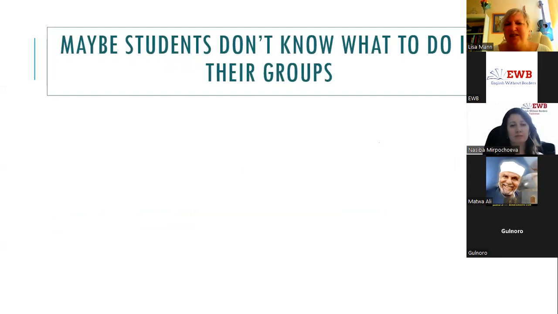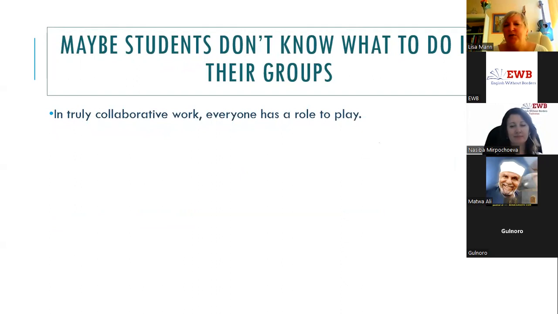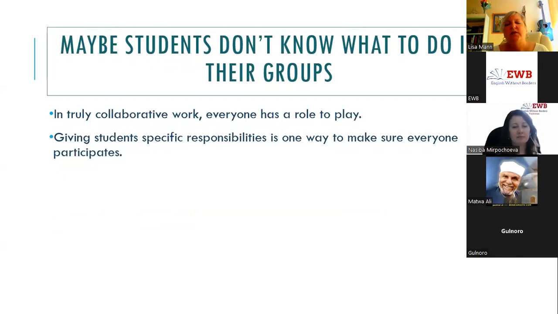Okay, another possibility for that scenario was that maybe the students didn't know what they should do in their small groups. Maybe they weren't sure what their role was. In truly collaborative work and truly collaborative activities, everyone has a role to play. There's accountability. Everybody is responsible for something. So giving your students specific responsibilities is one way to make sure that everyone participates. They have to participate, or else the whole team will fail, right? So they have this joint sense of responsibility for the success of the group.